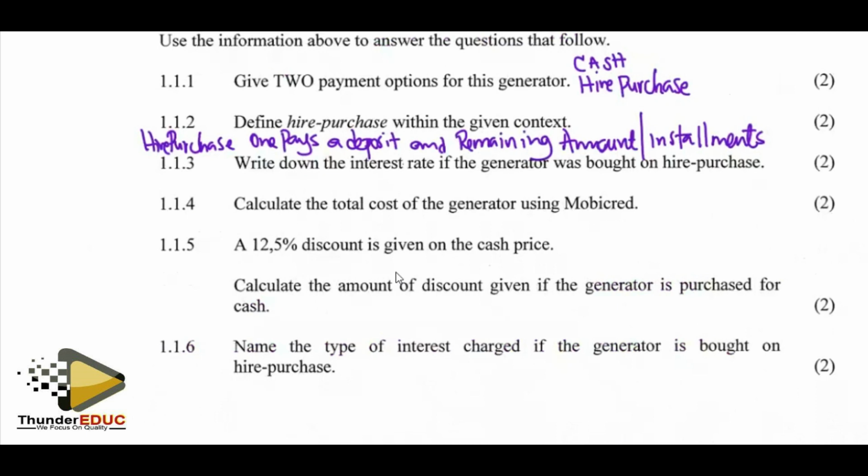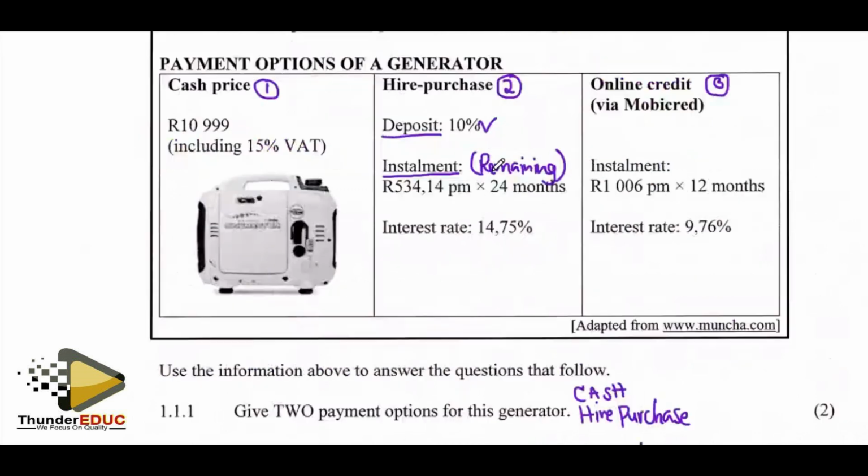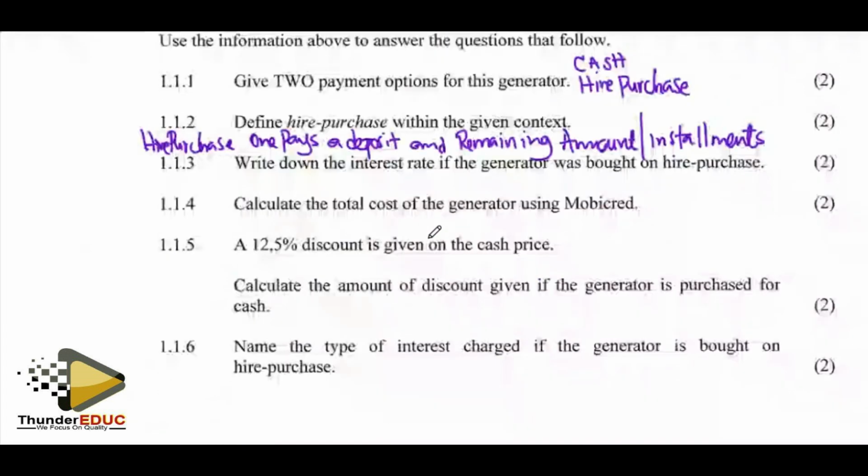Next, the interest rate, if the generator was bought on hire purchase. We go back to our table here. The interest rate is this one here. So we need to write this value here. We shall write it, and it's 14.75%.